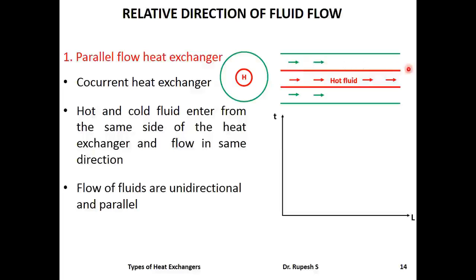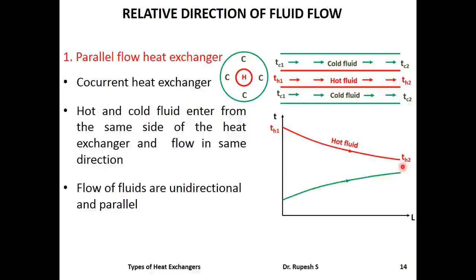In the course of its flow, heat transfer takes place from hot fluid to cold fluid through the pipe material through which the hot fluid is flowing. Consequently, hot fluid temperature decreases and cold fluid temperature increases. If we plot the temperature variation of the fluids along the length of the tube of the heat exchanger, we can see that hot fluid temperature decreases from TH1 to TH2 along the length of the heat exchanger, whereas cold fluid temperature increases from TC1 to TC2 along the direction of flow within the heat exchanger.